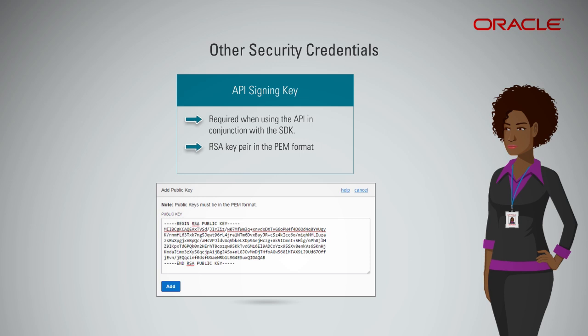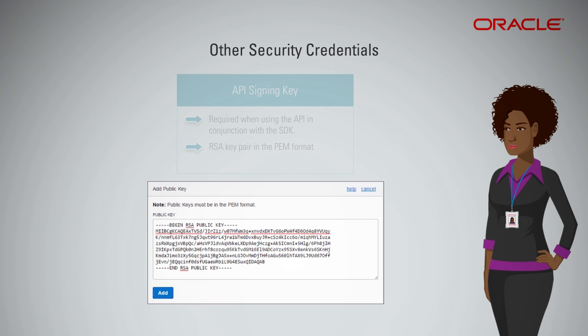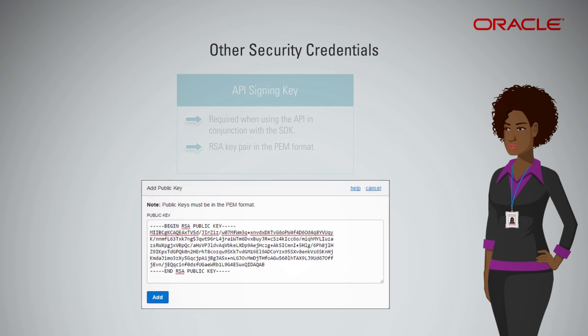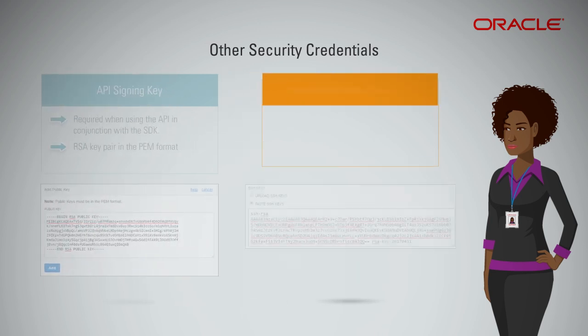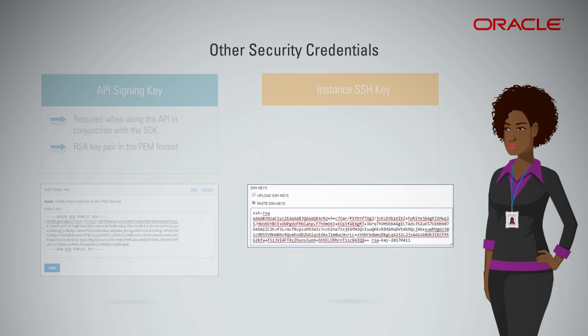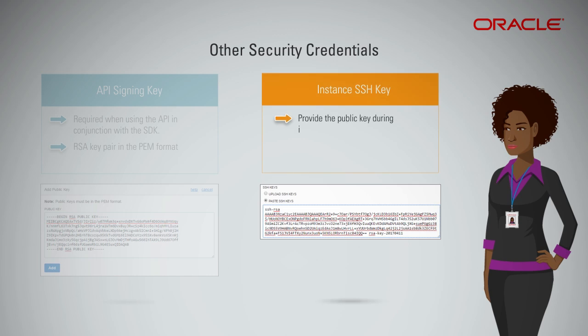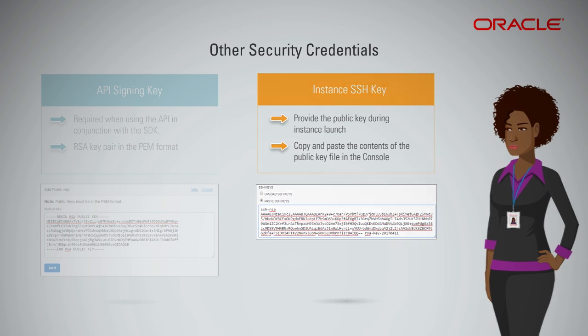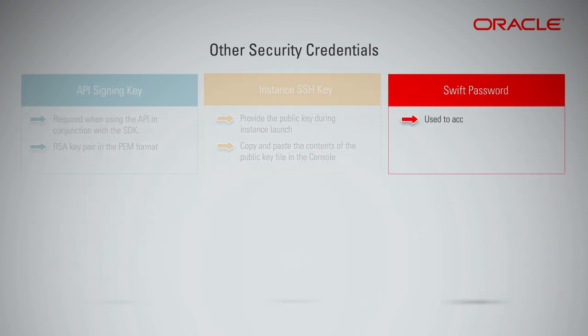The PEM format of the public key that is used for API signing in is actually a certificate that is exchanged in API signing in using HTTPS. This is different from the SSH key used for logging into the instance, which is actually a key. Instance SSH key. The SSH key is used to access the compute instance. When you launch an instance, you need to provide the public key from the key pair. In the console, you will need to copy and paste the contents of the public key file. Swift password. You use a Swift client to access object storage service for the purposes of backing up an Oracle database system, or DB system.